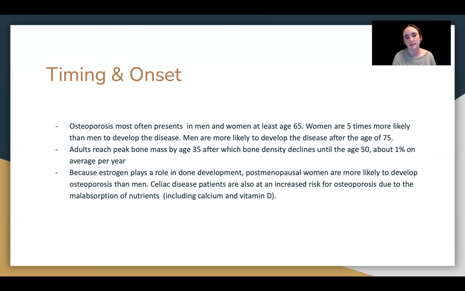Adults reach peak bone mass by age 35, after which bone density declines, and after the age of 50, about 1% on average per year. Because estrogen plays a role in bone development, menopausal women are more likely to develop osteoporosis than men. Celiac disease patients are also at an increased risk for osteoporosis due to the malabsorption of nutrients, including calcium and vitamin D. There are a couple other pathologies that play the same factor too.